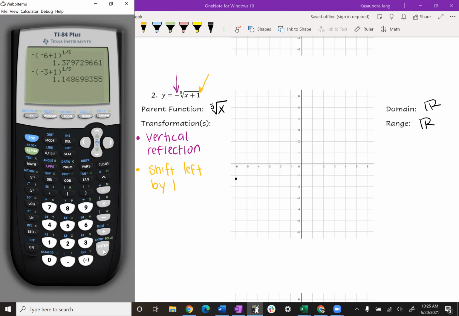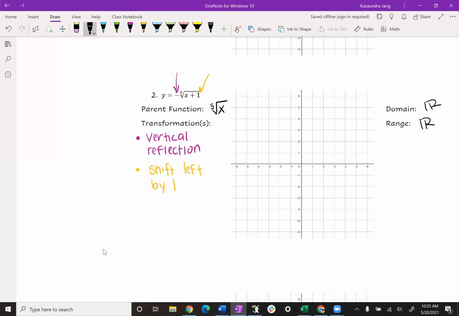Okay. All right. Oh, it's a positive, excuse me. It's positive. So this last one I graphed incorrectly. I should have had a positive 1.4 y value at a -6 x value. Now I'm going to have a positive 1.1 y value at the -3 x value. Okay, so it was a little off here.